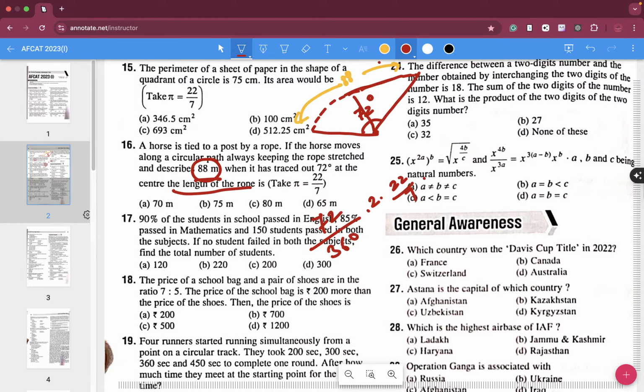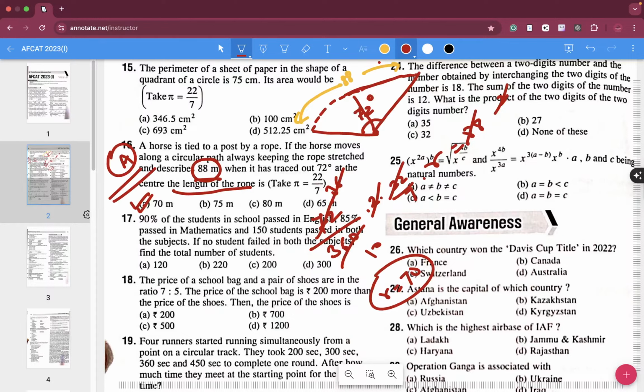The length of the rope is what they are asking, which means the radius is being asked, and the length is 88. This one is gone, 2 times it is gone, this 36 times gone, this one 10 times gone. R is equal to 70 meters. Definitely an A type of question, very easy one. Definitely an A type of question that you should have done.